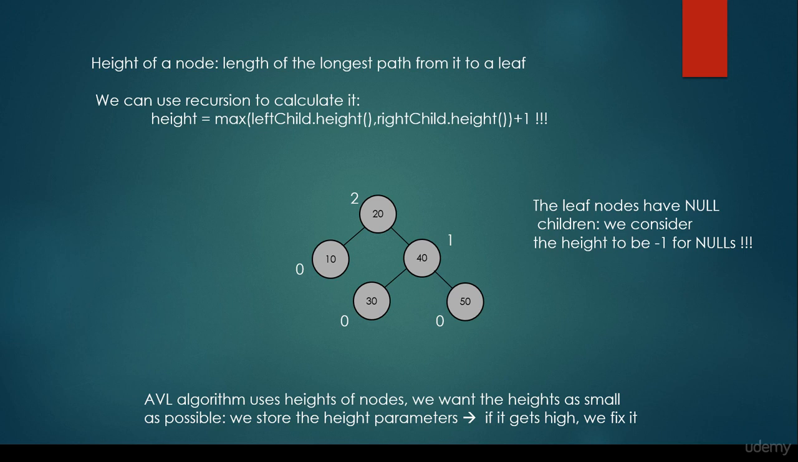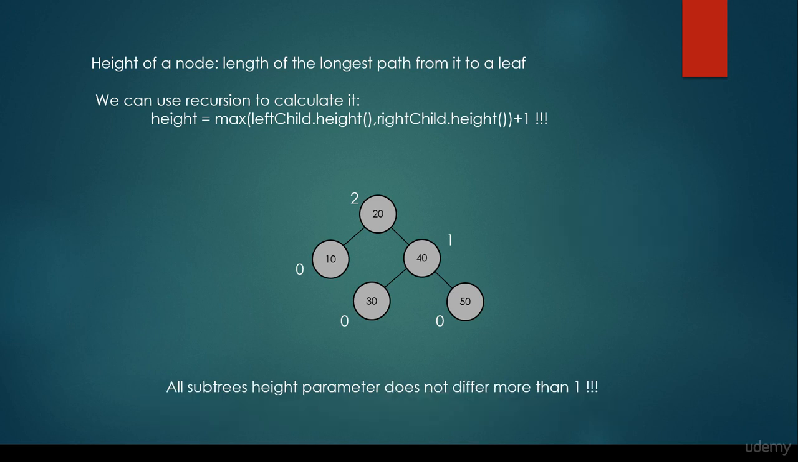It's very important that we store the height parameters. If it gets too high, we have to fix it with the help of rotations. Okay, and we come to the conclusion that the height parameters of all subtrees couldn't differ by more than 1. If that's true, then we know for certain that the tree-like structure is balanced. If the height parameters of the left subtree and the right subtree differ by more than 1, it means that this tree is unbalanced, so we have to fix it.